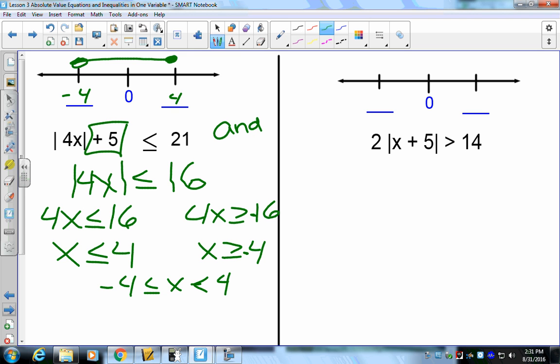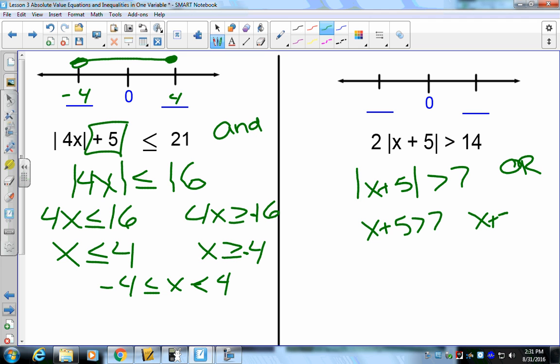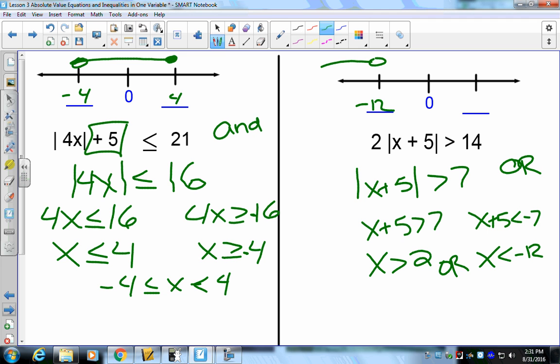Over here, it's greater than, so it's an or. Can I isolate the absolute value of x plus 5 is greater than 7? So x plus 5 is greater than 7. X plus 5 is less than negative 7. So x is greater than 2. X is less than negative 12. Okay, it's an or. So negative 12, less than 2, greater than.